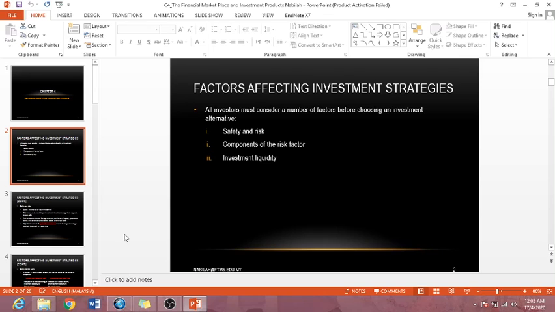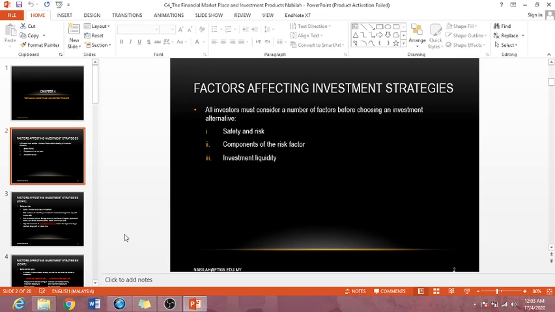Investment liquidity. Liquidity in Malay is like cair. Cair here means the ability for you to sell or buy your shares quickly. So liquidity depends on how fast you can sell or buy your shares.